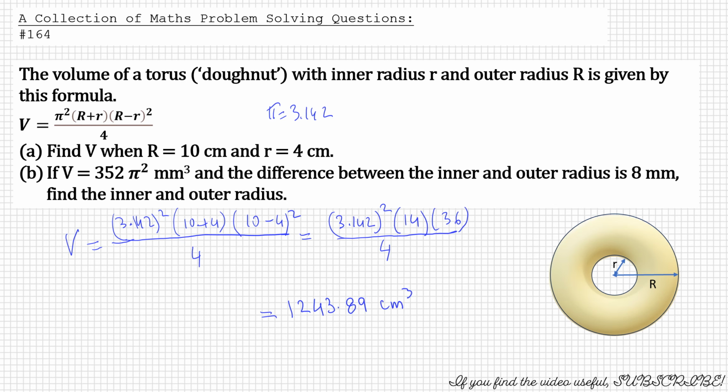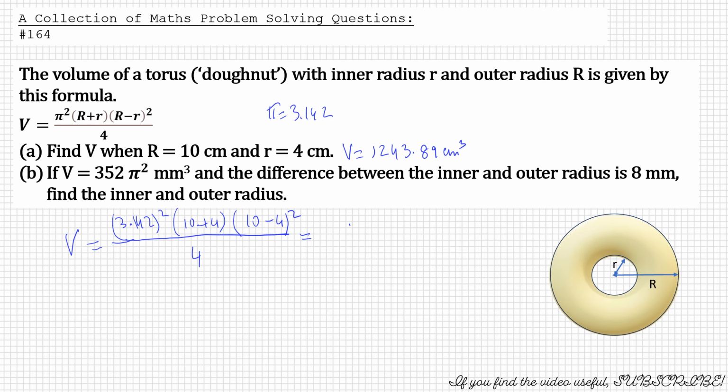So I can put it down here that V equals 1243.89 centimeters cubed. So that does part A. Now to work out part B. We have been given the volume, and all we have to do is find the radii.